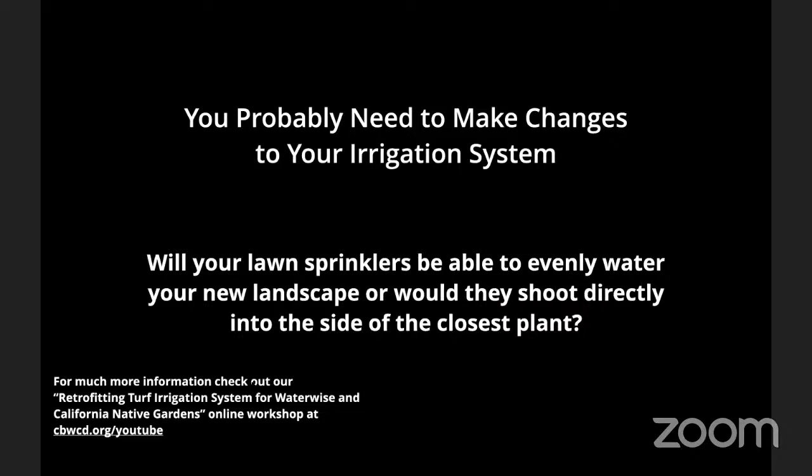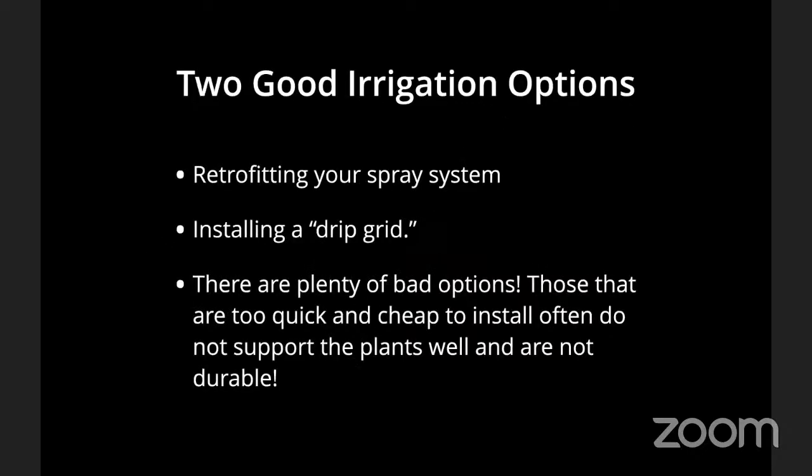So this is just the kind of why and the first things to be thinking about. The reason why you're going to need to make some changes is because lawn sprinklers will pop up either 2 or 4 inches tall, just fine for turf, but in a new landscape where you have all sorts of different sizes of plants and it's more beautiful and more dynamic, these things will normally shoot directly into the closest plant, which will get way too much water, and everything else will get no water at all if it's in the middle of the landscape. And so you're going to need to make some changes.